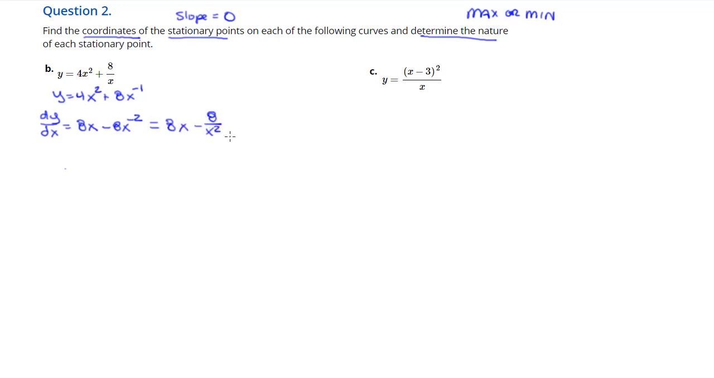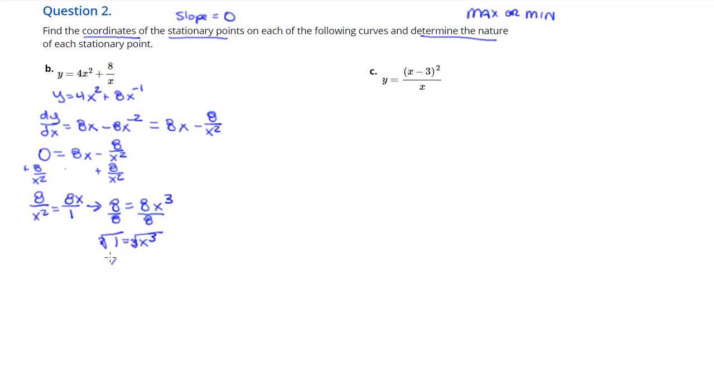It's probably going to be easier if we write it this way, so let's go ahead and do that. It's going to be 0 equals 8x minus 8 over x squared. Well, I'm just going to add 8 over x squared to both sides. So now I've got a fraction equal to a fraction, so I can cross multiply. That's going to give me 8 equals 8x to the third. If I divide both sides by 8, 1 is equal to x to the third. If I take the cube root of both sides, x is going to equal 1.